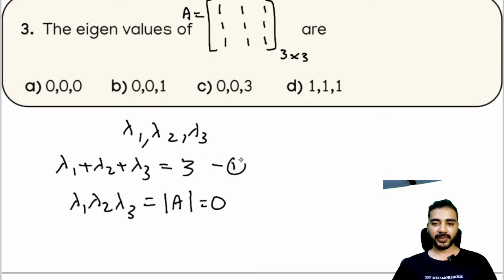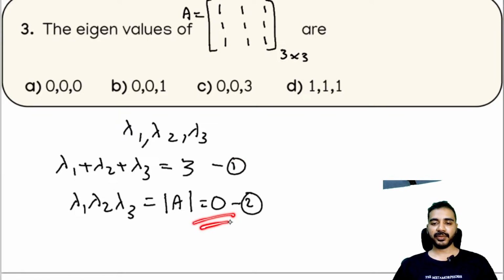So we need to satisfy these two equations, equation 1 and 2. Now look at the options. Which three eigenvalues add to give 3? This one is not correct, it is giving 0 as the sum. This is giving 1 as the sum, so this is also not the answer. In option C, 0 plus 0 plus 3 is 3, so equation 1 is satisfied. In option D also, 1 plus 1 plus 1 is equal to 3. In options C and D, equation 1 is satisfied.